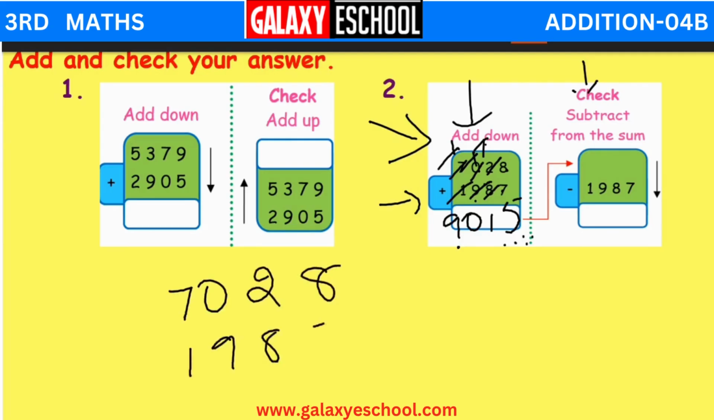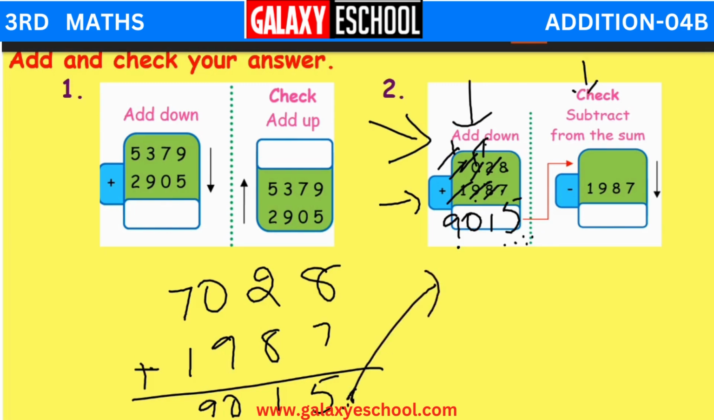7028 minus 1987. When we subtracted this, we got the answer as 9115. Now, how do we check if the answer we got is correct or not? What you should do is, here this is the last number, right? So write it first here, 9115.